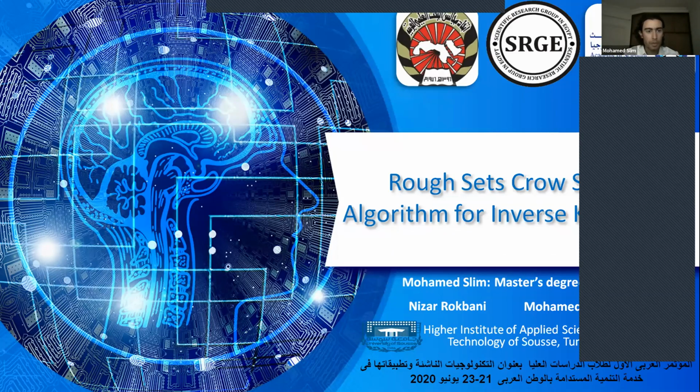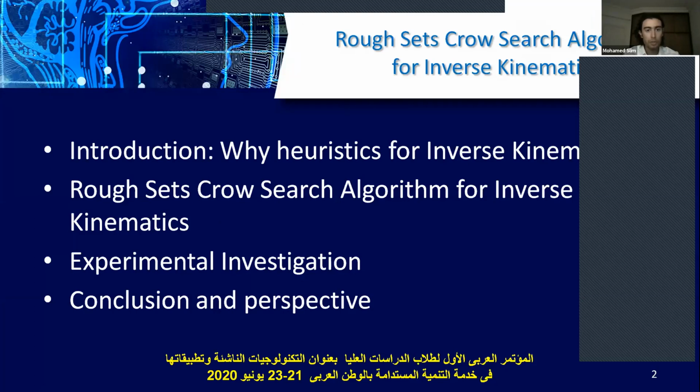Following this plan, we're going to start with an introduction to answer the question why heuristics for inverse kinematics problems. We're going to then present Rough Sets Crow Search algorithm for inverse kinematics and show some sample experimental investigation, and we're going to end up with a conclusion and a perspective.